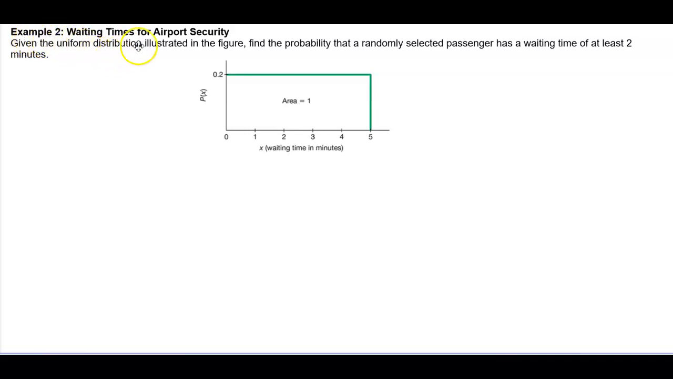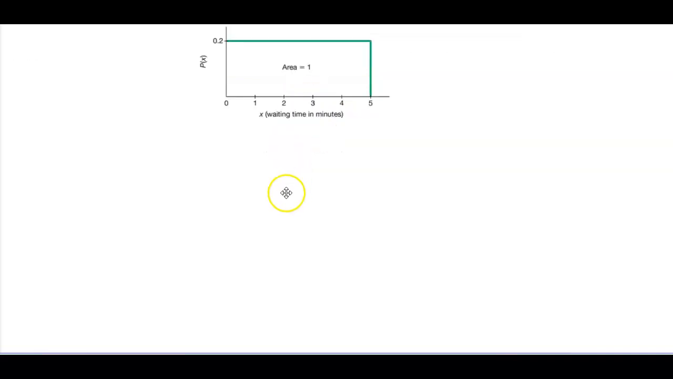Example 2. Waiting times for airport security. Given the uniform distribution illustrated in the figure below, find the probability that a randomly selected passenger has a waiting time of at least 2 minutes. So we can see that the height here is 0.2, and the width is 5, which is waiting time in minutes, and the area is equal to 1.